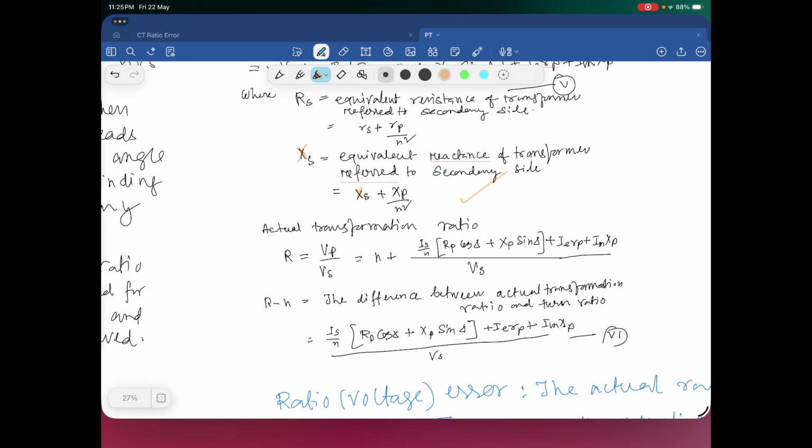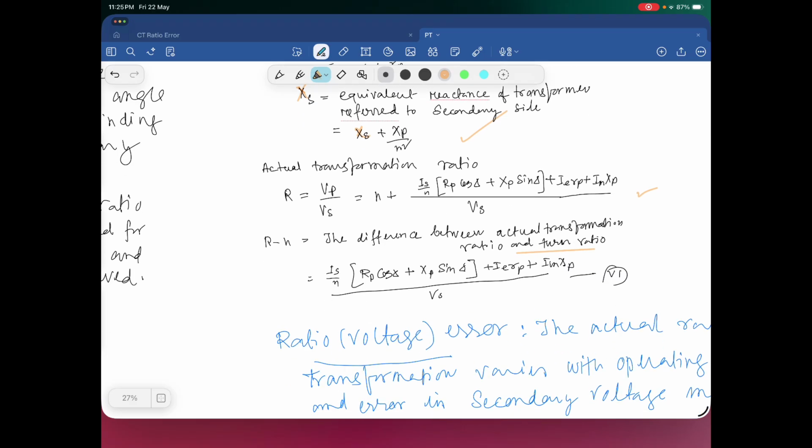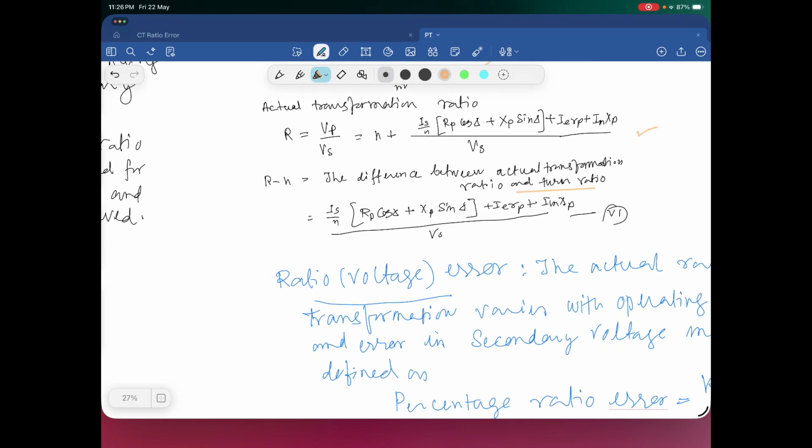So actual transformation ratio is equal to VP by VS. This is equal to this one, and the difference between the actual transformation ratio and the turn ratio, R minus N, is equal to IS by N, RP cos delta plus XP sin delta, plus IERP plus IMXP, by VS. So this is equation 6.